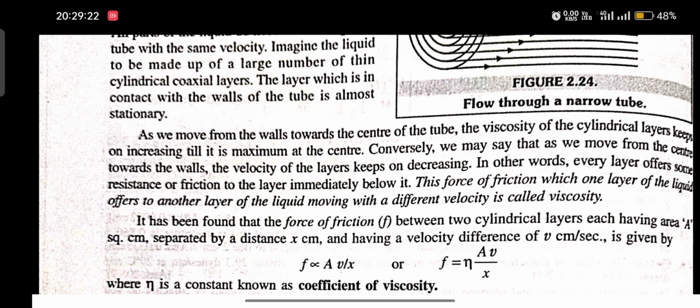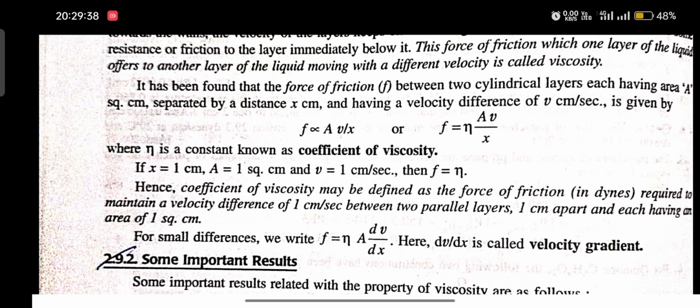It has been found that the force of friction between two cylindrical layers, each having area A square centimeter, separated by distance x centimeter and having a velocity difference of v centimeter per second, is given by f directly proportional to A into v by x, or f equals eta A v upon x, where eta is a constant known as the coefficient of viscosity. If x is equal to 1 centimeter, A is equal to 1 square centimeter and v is equal to 1 centimeter per second, then f equals eta.